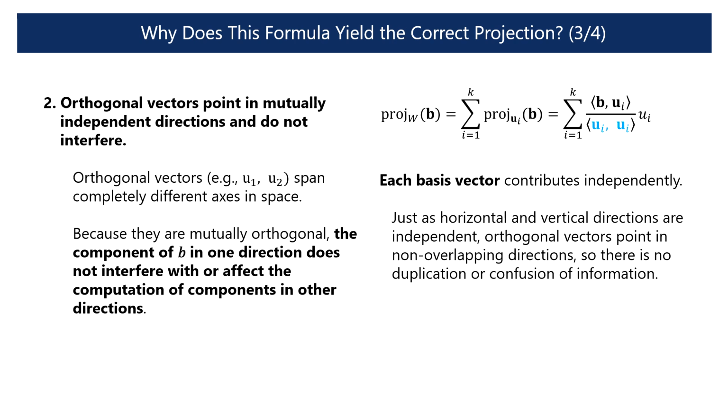Orthogonal vectors point in mutually independent directions and do not interfere. Orthogonal vectors span completely different axes in space. Because they are mutually orthogonal, the component of b in one direction does not interfere with or affect the computation of components in other directions. This means that each basis vector contributes independently. In other words, just as horizontal and vertical directions are independent, orthogonal vectors point in non-overlapping directions. So, there's no duplication or confusion of information.